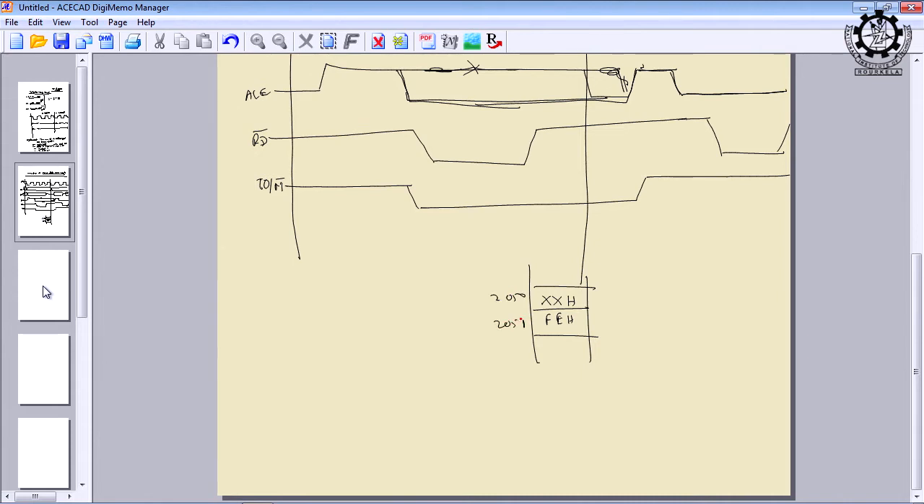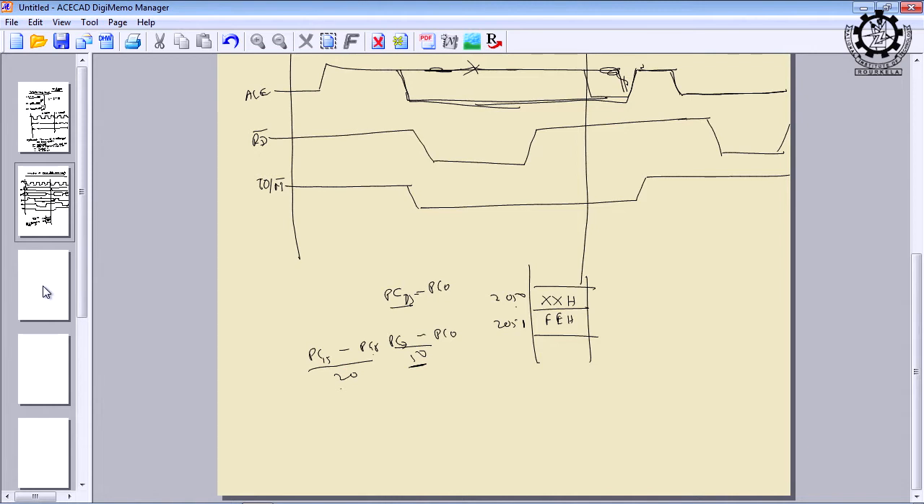Initially 2050 contains XX, which will be retrieved from memory first. To retrieve this XX, which is stored at memory location 2050, your PC, that is PC0 to PC15, should contain 2050, or in other words, PC0 to PC7 will contain 50, and PC8 to PC15 will contain 20. Am I clear? The lower order of the PC register, the program counter register, should be loaded with 50, and the higher order, PC8 to PC15, will be loaded with 20. Okay?